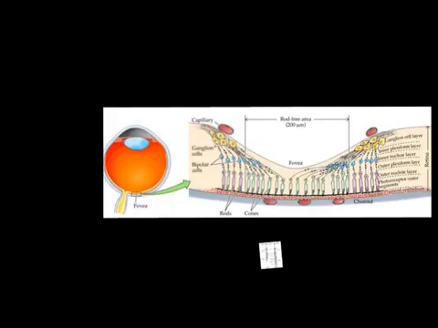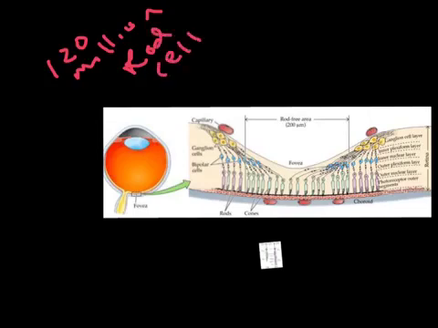And in the retina, there are about 120 million rod cells and about 6 to 7 million cones.